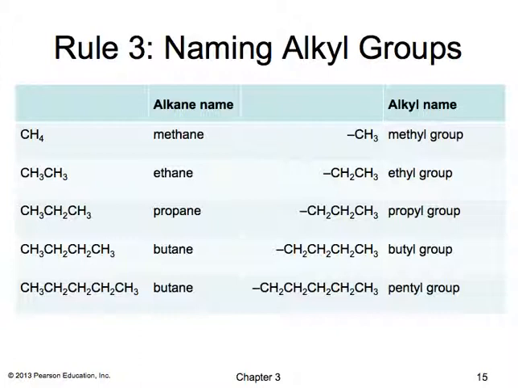Rule 3. Naming alkyl groups. If you have alkyl groups coming off the main chain, you're going to follow the rule that if it's a CH3, it'll be a methyl group. If it's a CH2CH3, like an ethane, it'll be an ethyl group. 3 would be propyl, 4 would be butyl, 5 would be pentyl. Sorry, this should have been pentane, so please correct that.